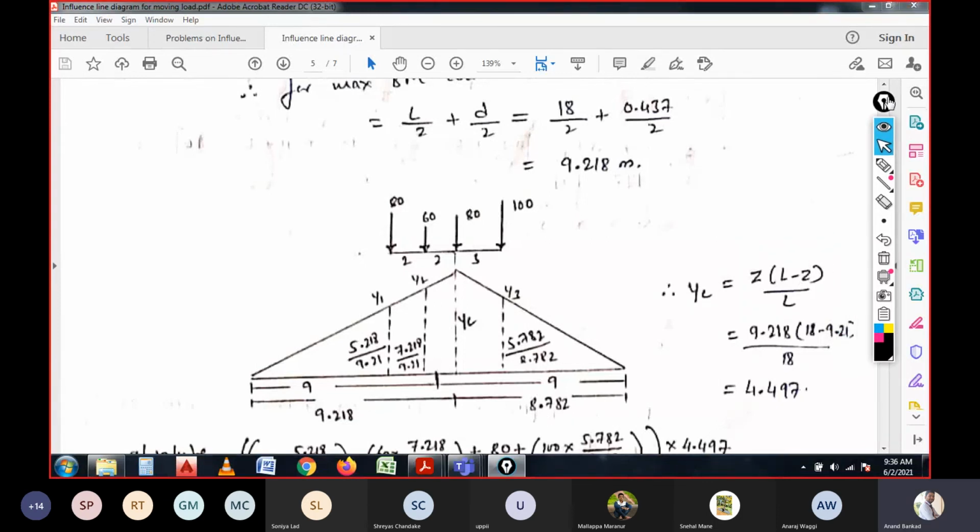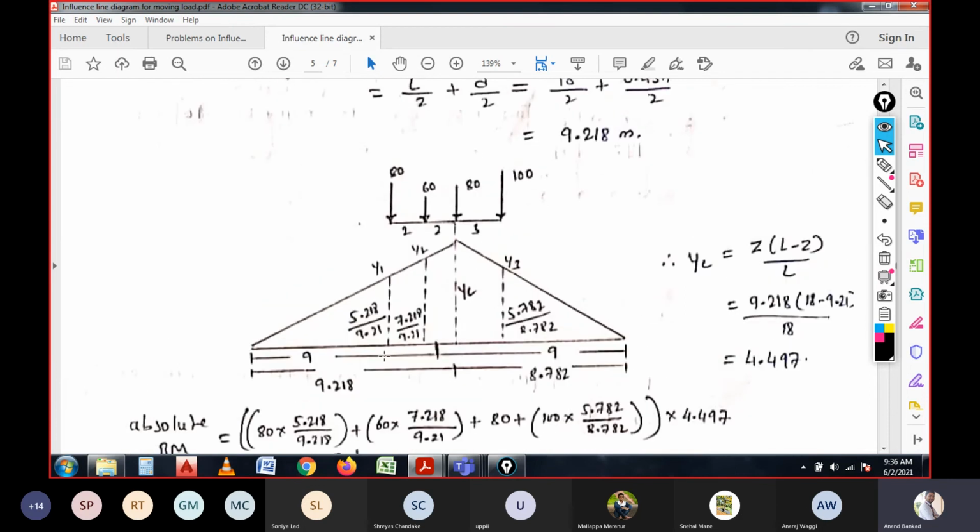So here this 8.782 meters is considered to get the coefficient value for these loads which are acting at certain distances from each other. So here the same thing, the loads have been calculated by referring to the distances on either sides of the section.